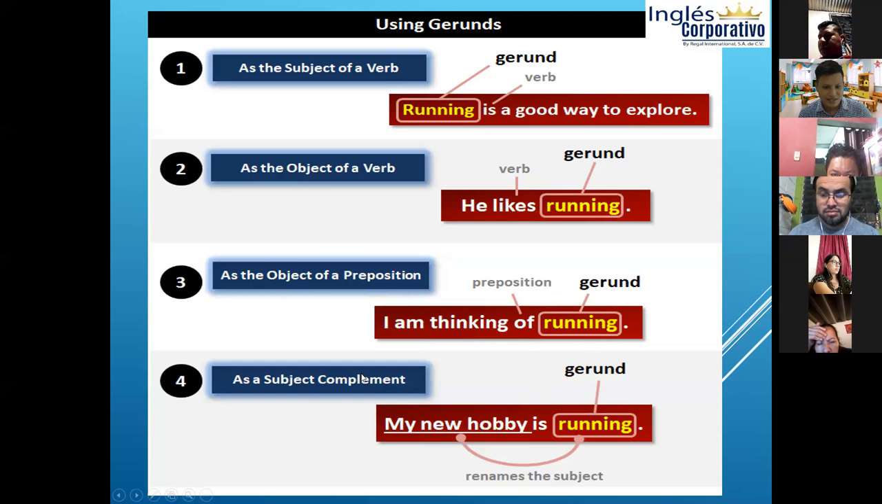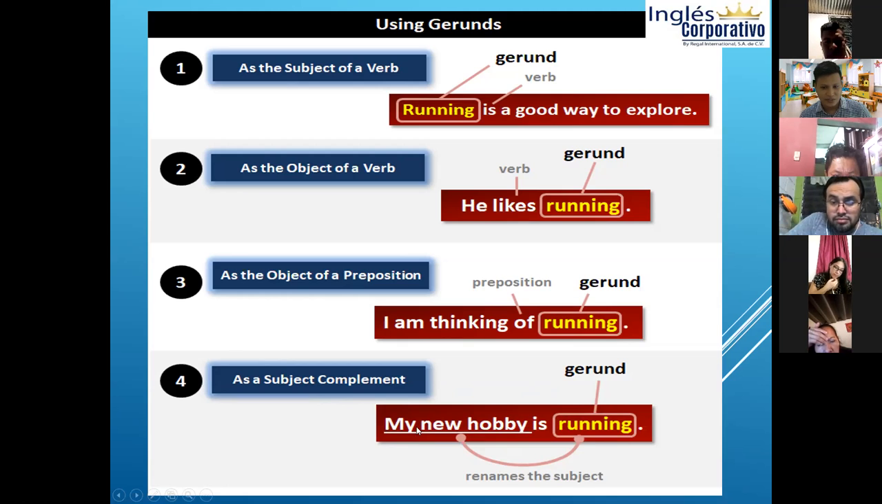Ok, as a subject complement, también como un complemento. For example, this is really nice. Ok, let's see, Carlos Enrique, can you help me to read it, please? We're going to run quickly because of the time. My new toy is funny. Ok, yeah, sure. In this case, guys, as a compliment, right?